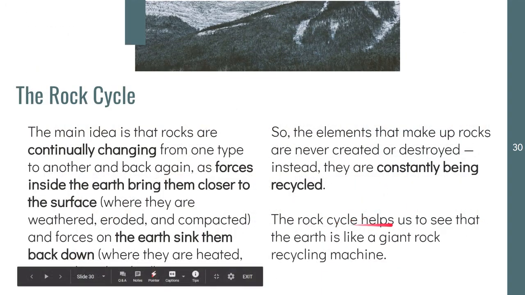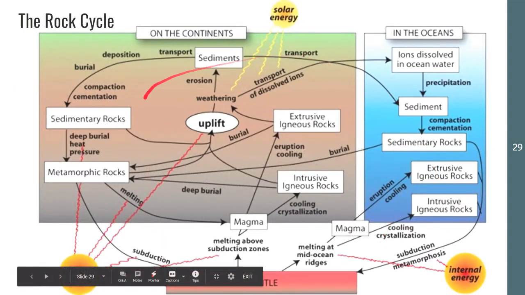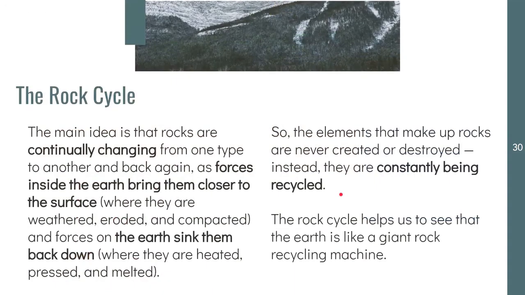So the rock cycle hopefully helped you to see that the Earth is actually a giant rock recycling machine. The Earth, in terms of material, is considered a closed system. So we are just recycling the rock materials over and over and over.